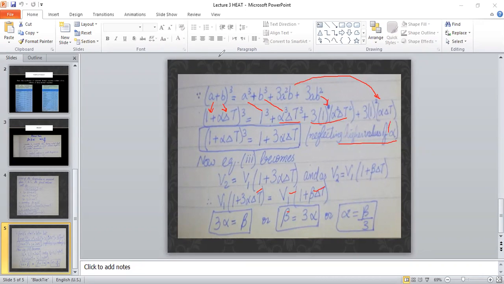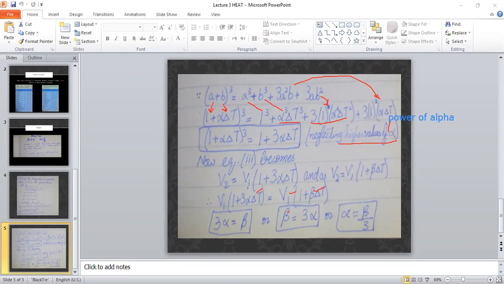Right? Here you can see, write here: higher powers of alpha. Higher powers of alpha. Okay? Here you must write power of alpha, and I'll correct it in the PDF.